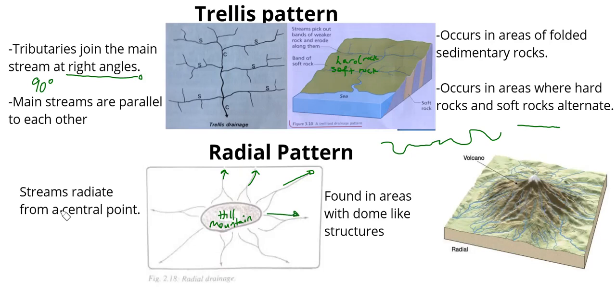Okay. So streams radiate from a central point and are found in areas with dome-like structures. You can see that a volcano occurred before, and you can have a hill structure here that gives rise to a radial pattern.